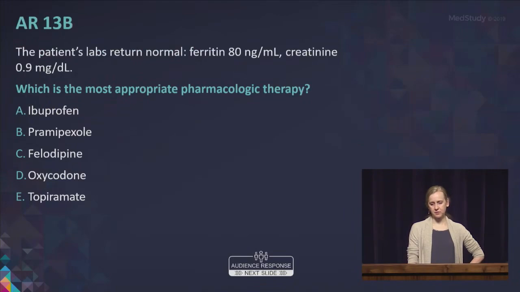So now her labs come back normal. Her ferritin is 80, her creatinine is 0.9 milligrams per deciliter. What is the most appropriate pharmacologic therapy?